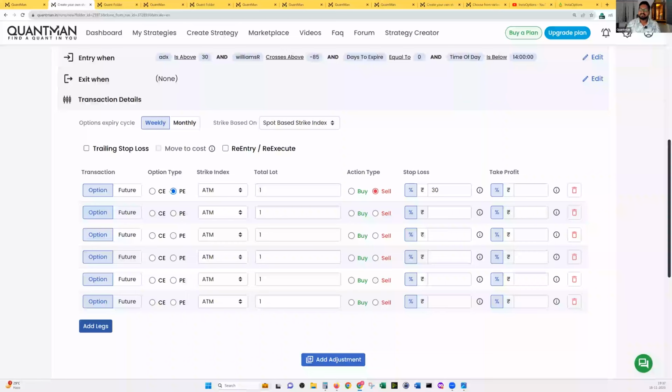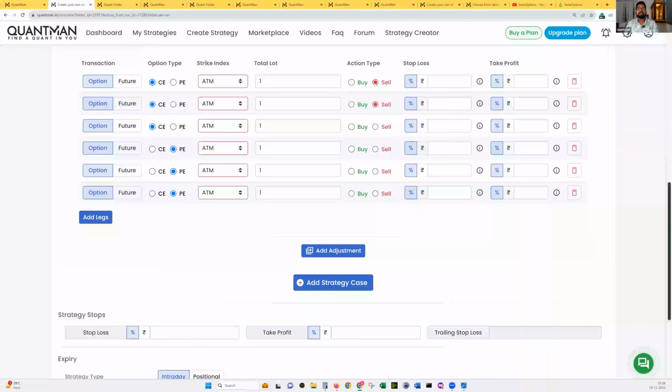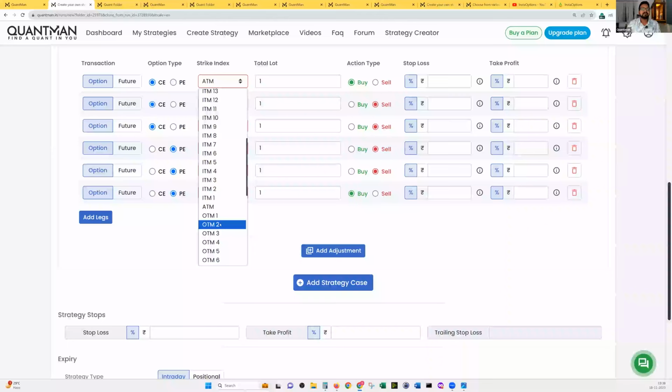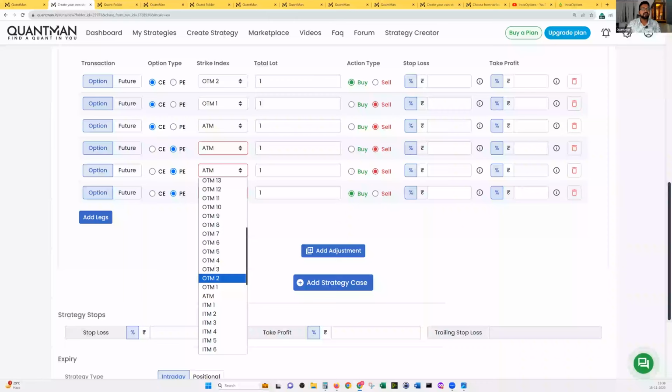So I selected three call options and three put options. You can see I have not added any stop loss. I'm going to buy one leg and sell two legs in call and put, and then buy one leg. So the ATM call option, then I sell the OTM call option, and then I buy the OTM two option. I select OTM one, and sell it. And OTM two, I just buy it.